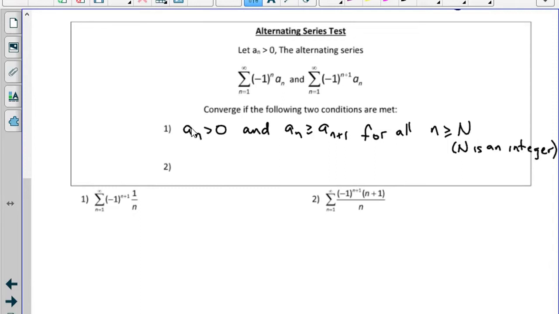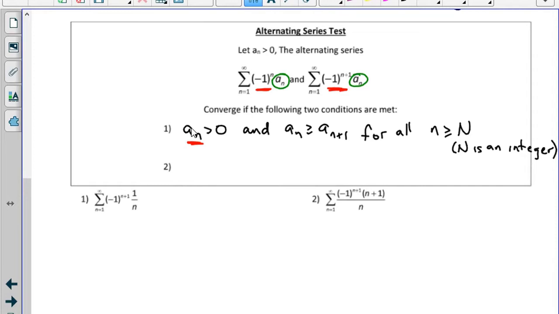So let's explain that one for a second. When we say a sub n is greater than 0, what we mean is that because this negative 1 to the n term is alternating back and forth, we need the a sub n's to be positive, so that the negative 1 to the n makes the series alternate between positive and negative. If a sub n was flipping back and forth between positive and negative, then the negative 1 to the n wouldn't really make a difference.